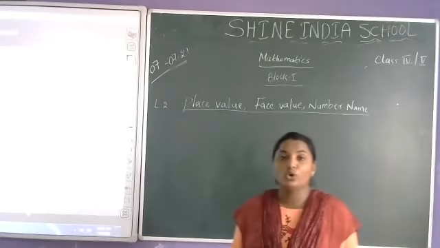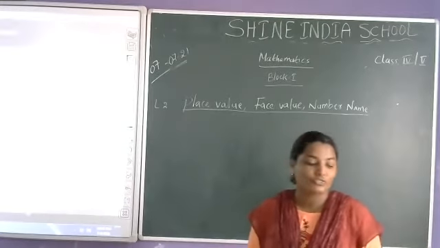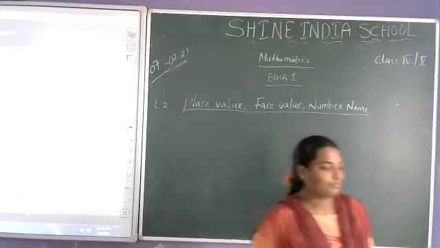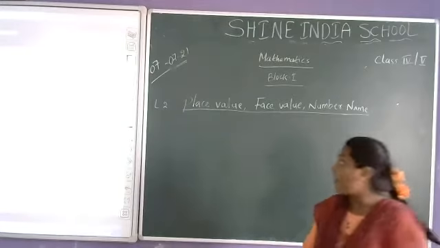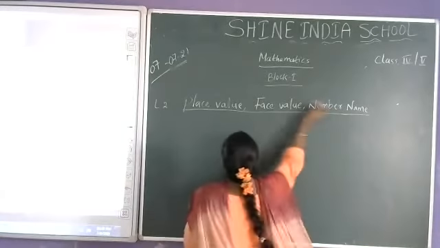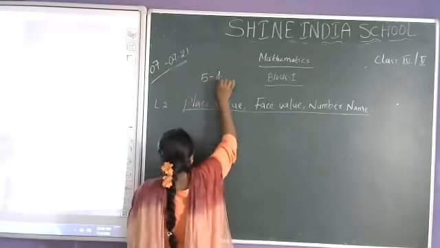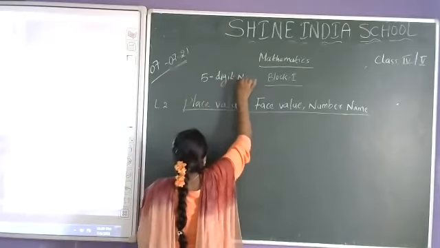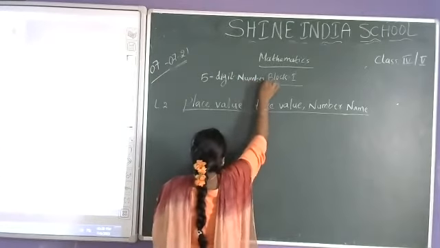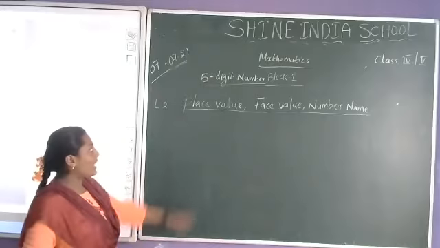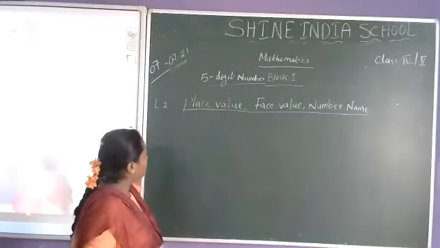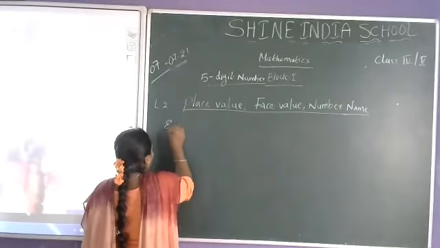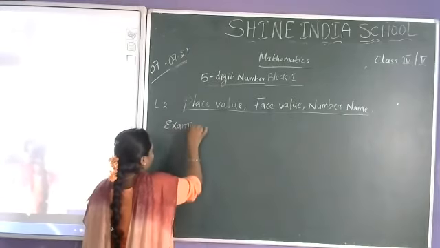Those who have your books, you can keep separate notes for maths. I have started the syllabus today on first itself. The first topic is finding numbers. The main heading is 5-digit numbers, and place value is the subheading. I will show you example problem 1 with ways.